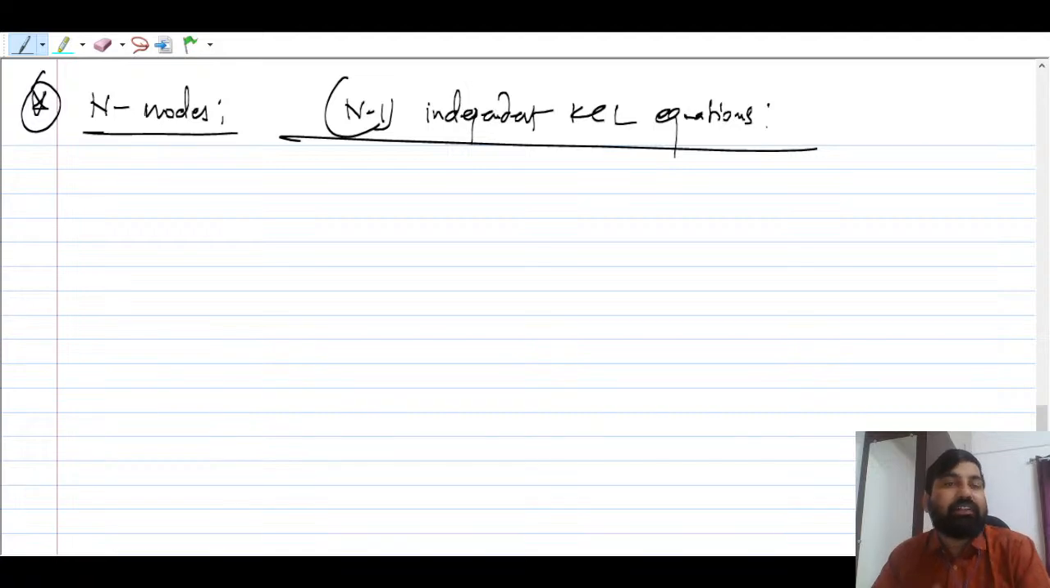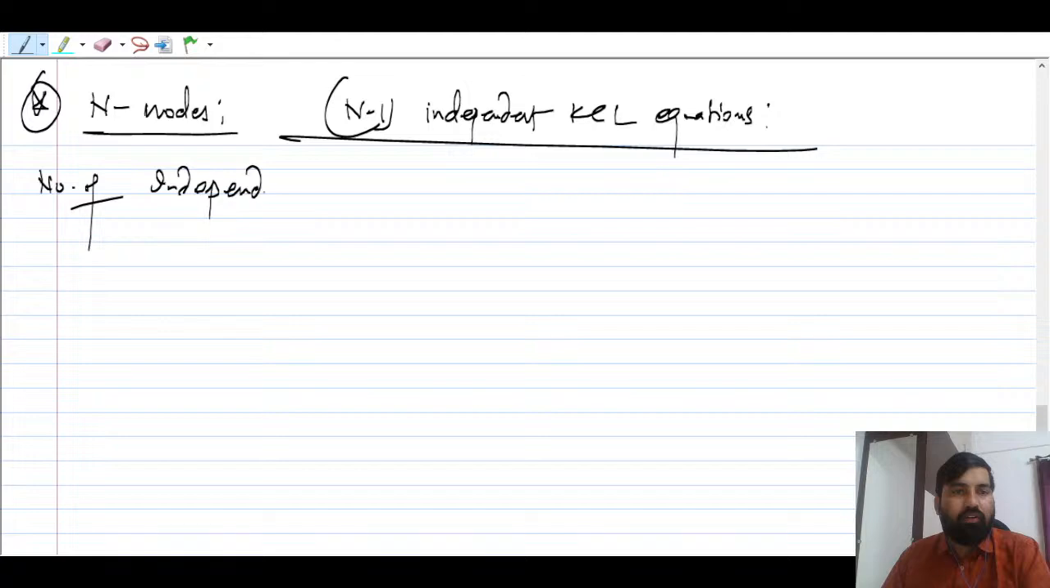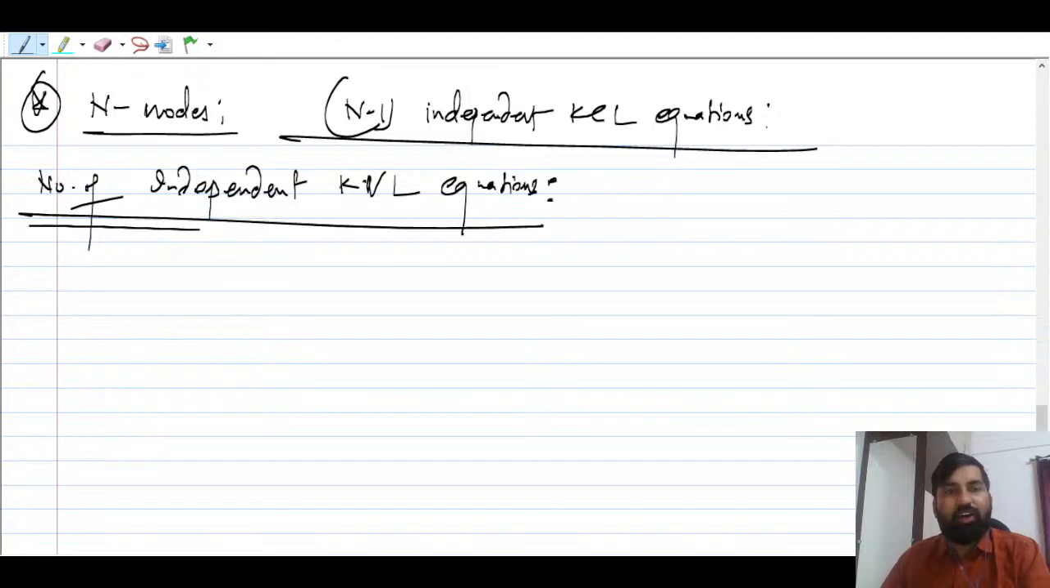And the number of independent KVL equations. Let me talk about that also: the number of independent KVL equations in any circuit. You have to decide always, based on this, how many KCL equations are required to solve the circuit, and how many KVL equations are required to analyze the circuit.